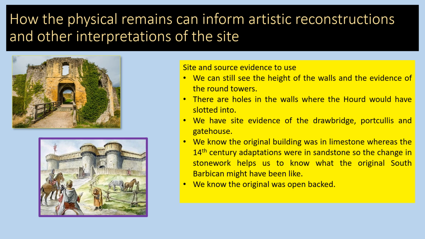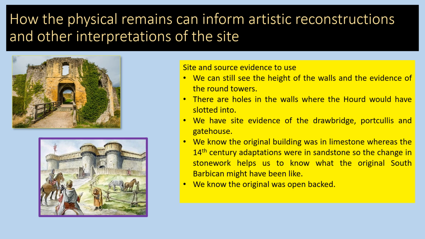We can still obviously see the height of the walls and the evidence of the round towers. There are holes in the walls above the South Barbican where the hoard would have been slotted into. Now the hoard is that wooden fighting platform that you can see on the artistic interpretation that obviously would no longer be there. And this could actually be taken off the top of the South Barbican when it wasn't needed.